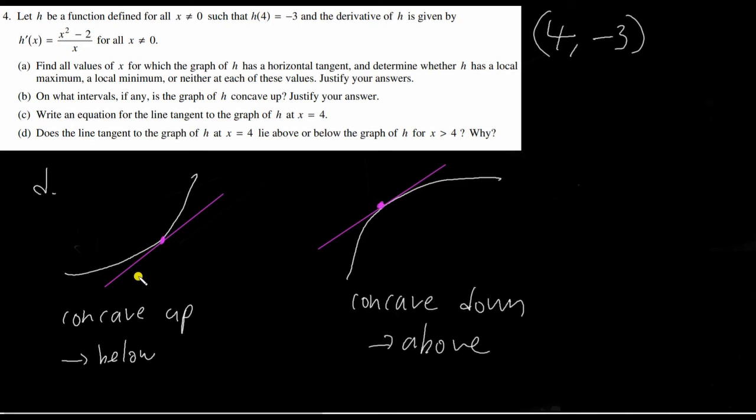So your explanation would be, since h is concave up, and then just to be safe, you can write concave up for x greater than 4, even though we know it's concave up for all x not equal to 0. So since h is concave up for x greater than 4, the tangent line is below the graph at x equals 4. Right? Let's move on to the next question now.